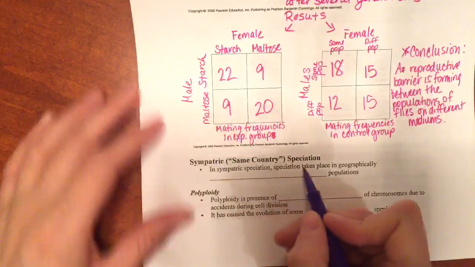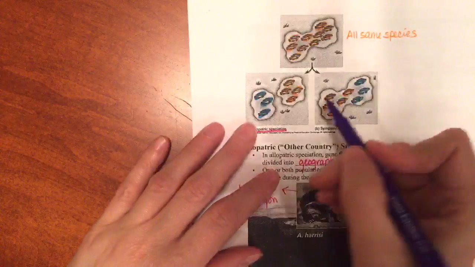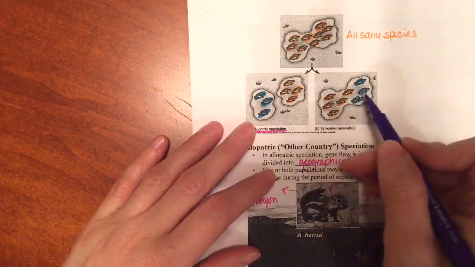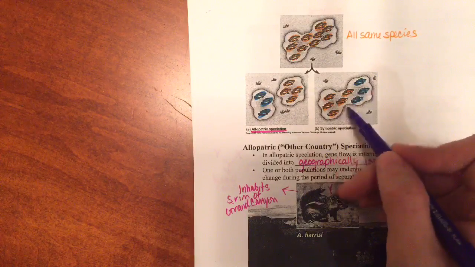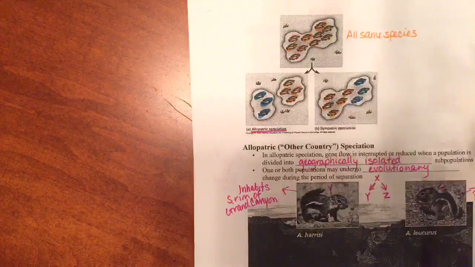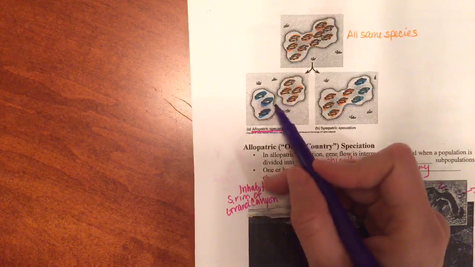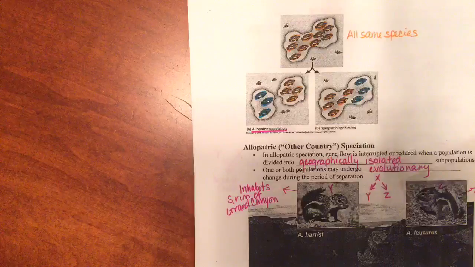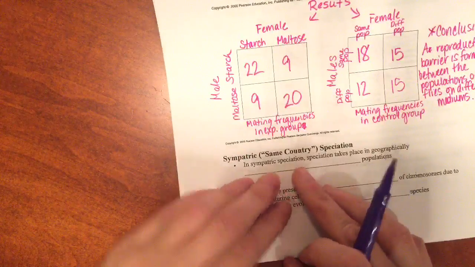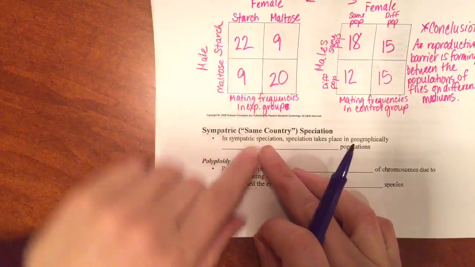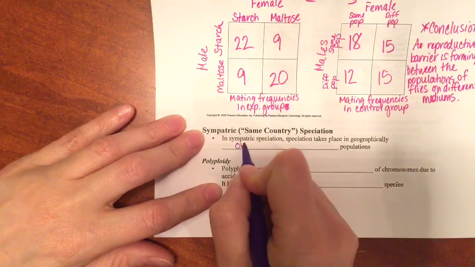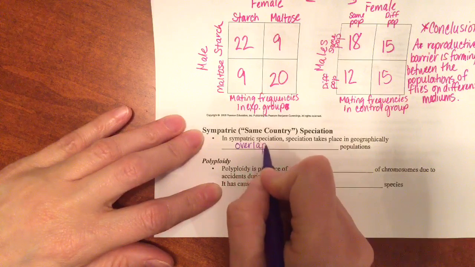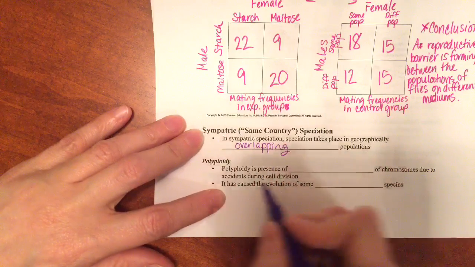So let's look at sympatric speciation. So let's go back to this other picture here. Sympatric speciation is speciation that occurs when the organisms don't have to be separated from one another. So there's not that reproductive isolation that we saw here where they were physically separated. So sympatric means same country, so they're in the same area. So in sympatric speciation, speciation takes place in geographically overlapping populations. So they're not separated physically.